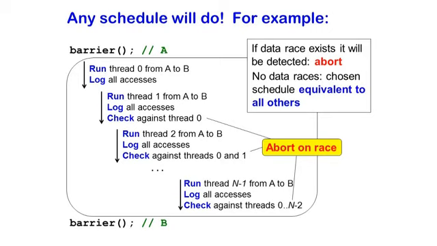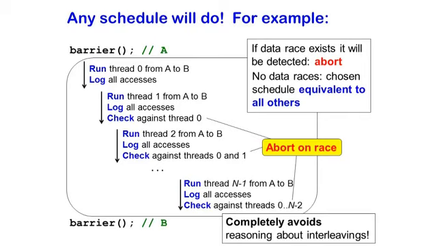So GPUVerify exploits this trick. It in fact doesn't take this schedule of running thread 0 all the way, then thread 1. It uses a different schedule, which I will come to in a minute. So this is really good because it completely avoids reasoning about interleavings. And in fact, it lets us think about the GPU kernel as if it were a very long sequential program where we serialize the execution of the threads. So we have a long program because there are many threads, but we don't have to consider all of these interleavings.